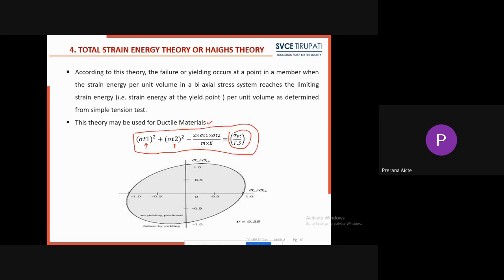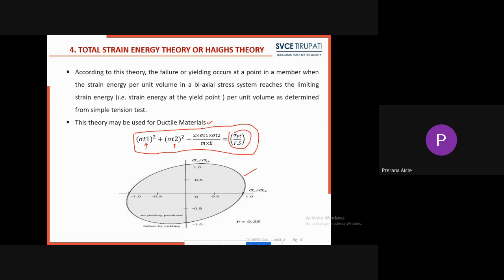Okay, right. In this maximum strain energy theory, we can apply it for elliptical components. See here, it is an ellipse. Each and every theorem is applicable for a particular type of material.